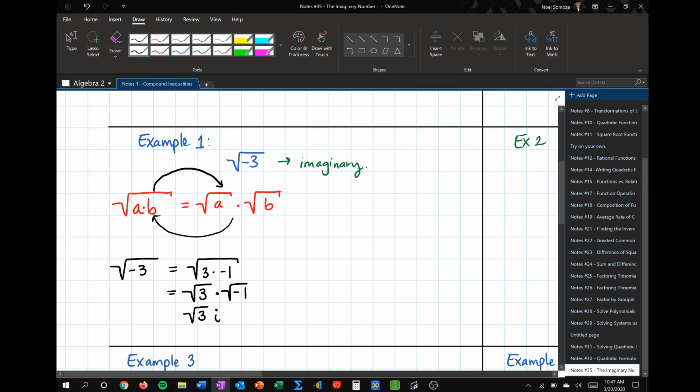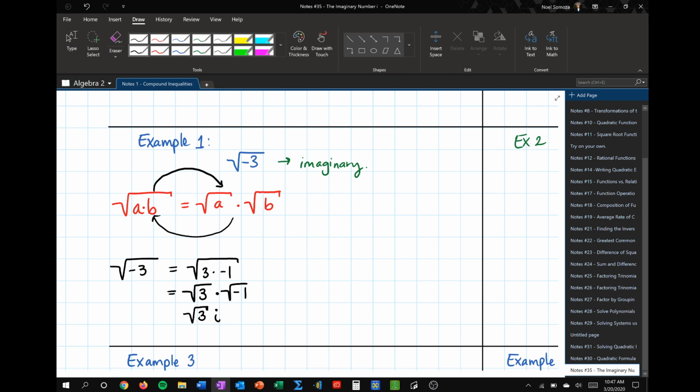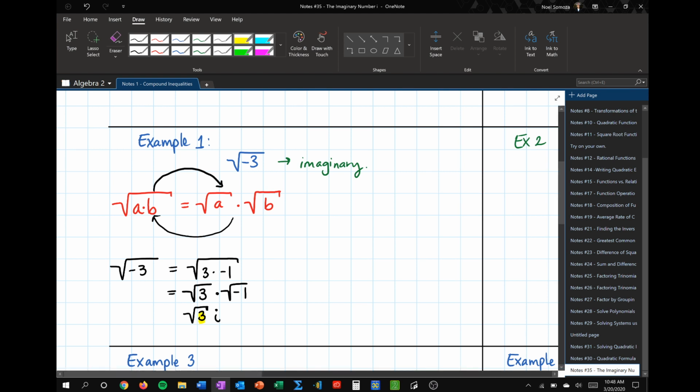Okay, now I want you to notice something. I'm going to draw a tail right here behind the 3. I'm going to close it, meaning that the 3 is inside my square root and the i is on the outside. Okay, that has to be very clear. If you put the i inside of the square root, that is wrong. The i has to be on the outside. Okay, so 3 inside, i is outside. Okay.